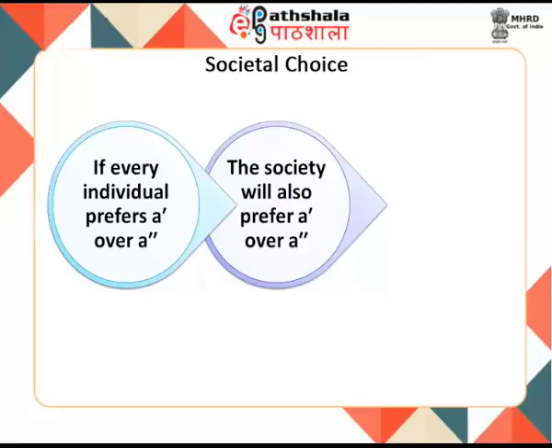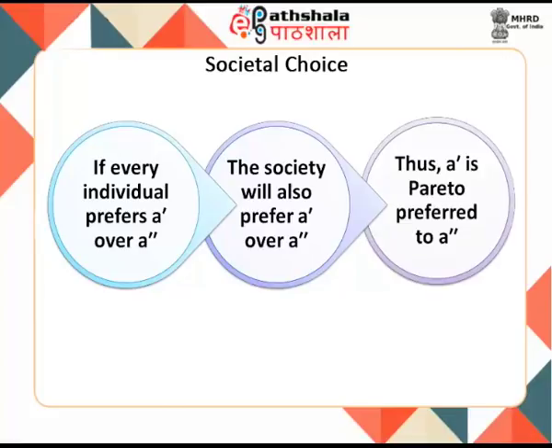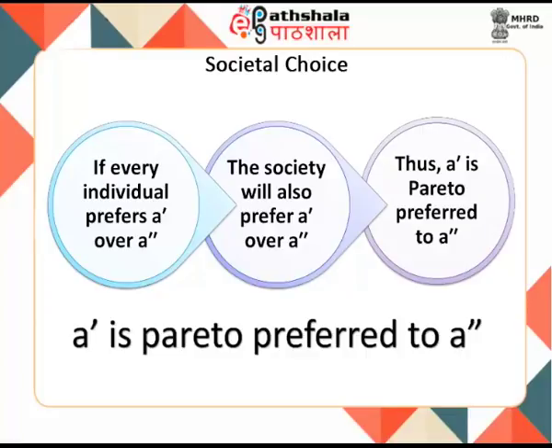Similarly, even if every individual, except one who prefers A dash over A double dash, equally prefers A dash and A double dash, society will also prefer A dash over A double dash. In both of these two cases, there is no controversy. We can say that A dash is Pareto preferred to A double dash if we use the Pareto optimality criterion.